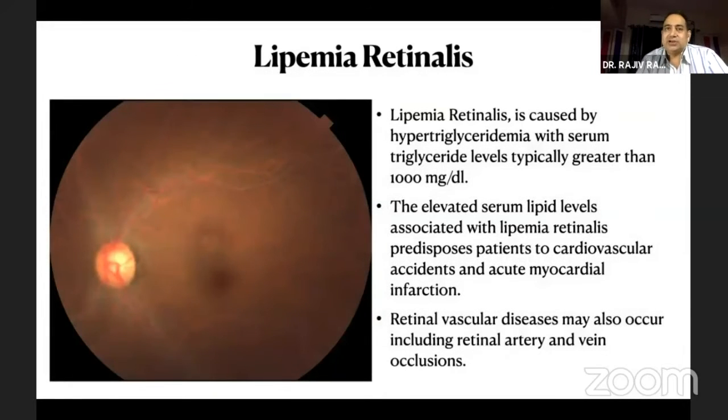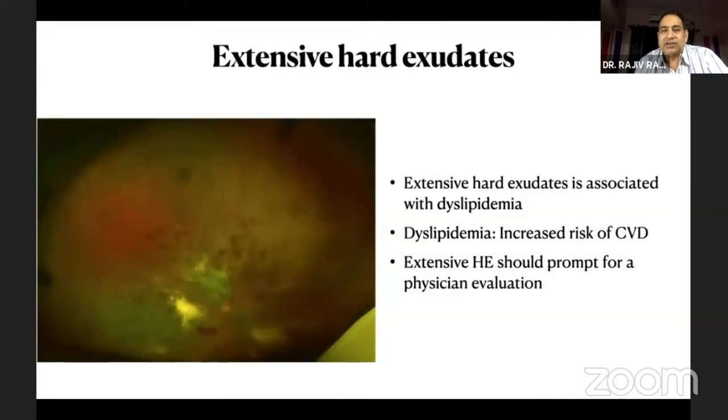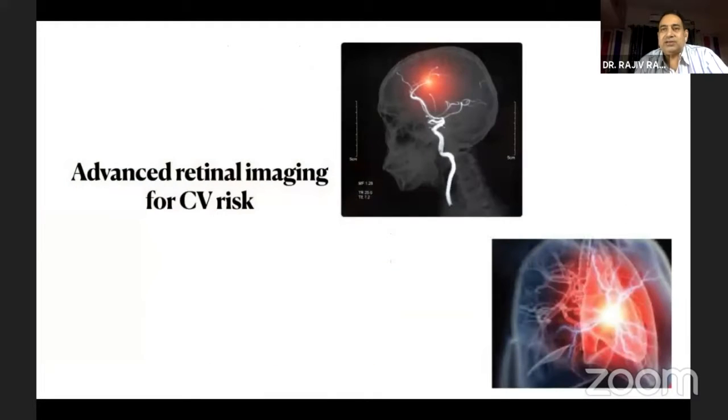Another retinal condition, again a phenotype, is lipemia retinalis, which is caused by high triglycerides. They are more prone to cardiovascular accidents and acute myocardial infarction. They also tend to have more chance of retinal vascular diseases, both artery and vein occlusion. Extensive hard exudates, again associated with dyslipidemia, increase the risk of cardiovascular disease, and extensive hard exudates should prompt a physician evaluation. These were the retinal phenotypes where we should look for or think about a cardiovascular or cerebrovascular event.